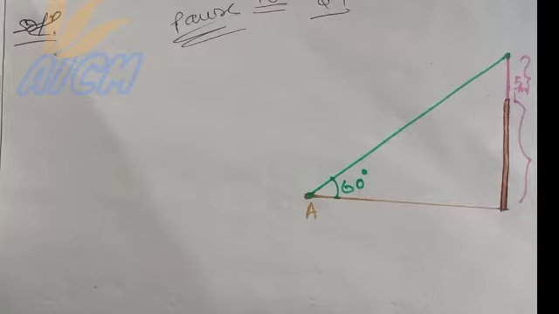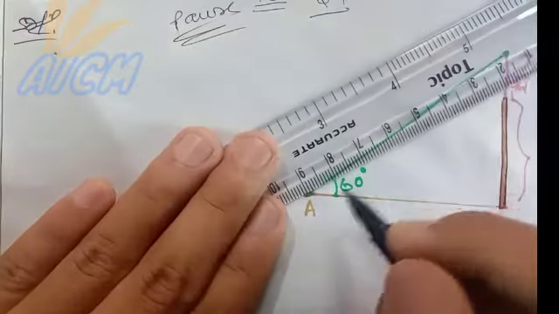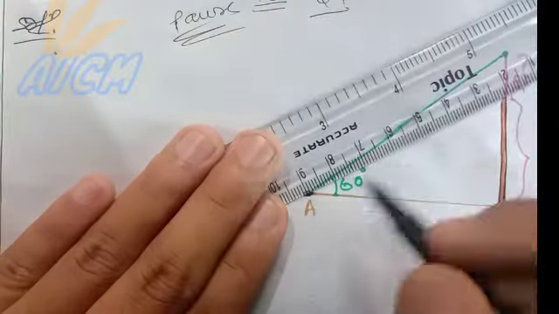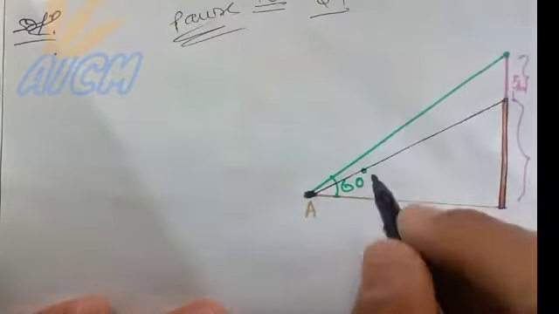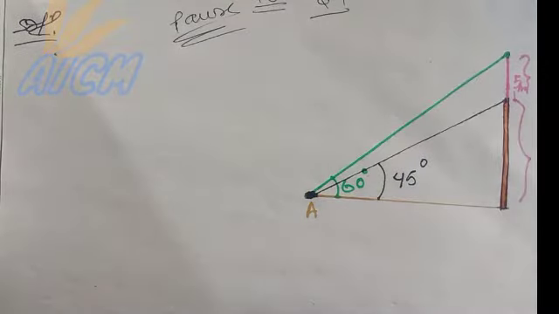Let's see the next part of the question. It says the angle of depression... Sorry, I'm reading the wrong question. And the angle of depression of the top of the tower is 45 degree. So now from this place again they look towards the tower, and how much is that? That is 45 degree. Now this is the required figure.